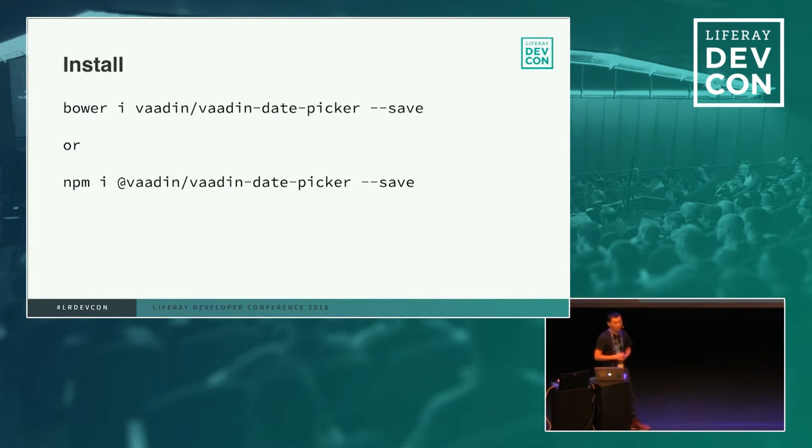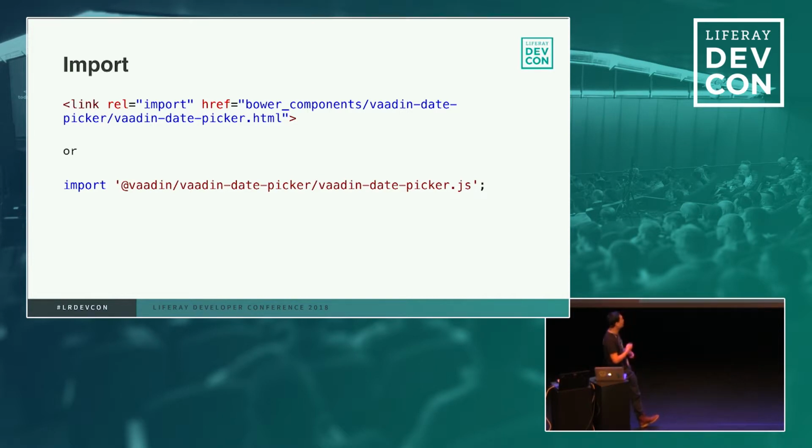First, you need to install the custom element or the web component using either Bower or npm. Anyone here knows npm or Bower? Okay, everyone knows. Just in case someone didn't know, they are package manager tools for front-end developers. After you have installed this web component, you can import it using either HTML import or ES modules, depending on which version of the date picker you are using. Vaadin has both versions.